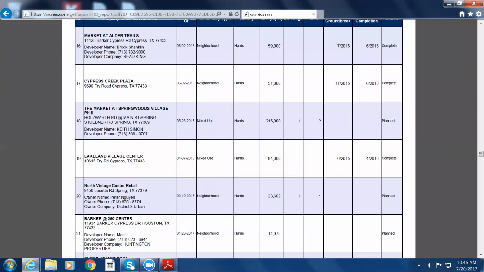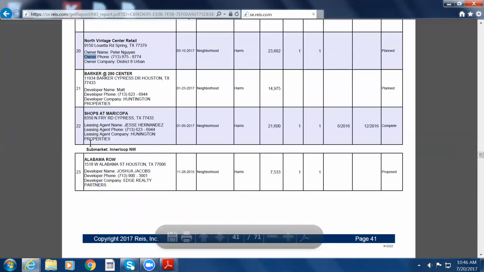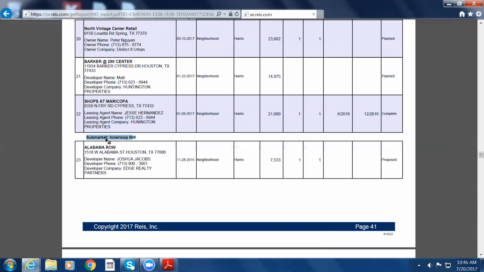If we can't get that developer, you'll be provided with the owner information. This is probably going to be a little bit longer, again, because Houston is a pretty big market, and it is segmented down by submarket. But you can kind of see here again where we come from the pipeline perspective.